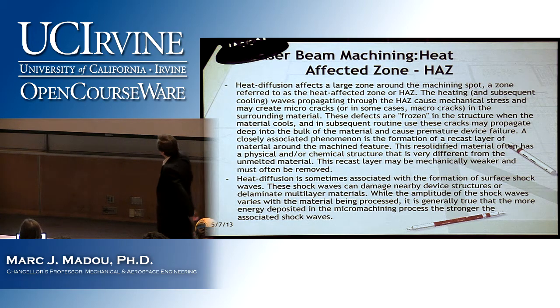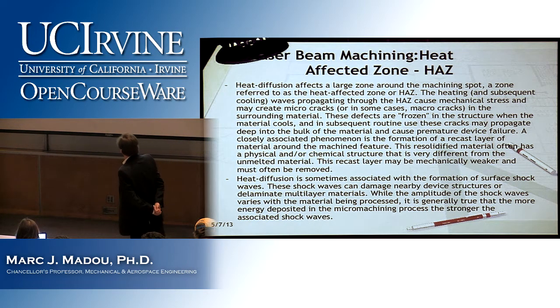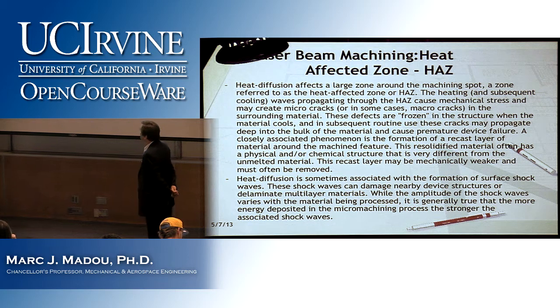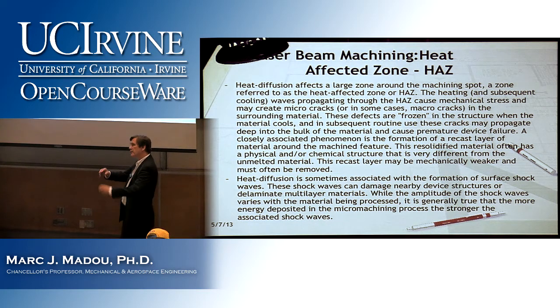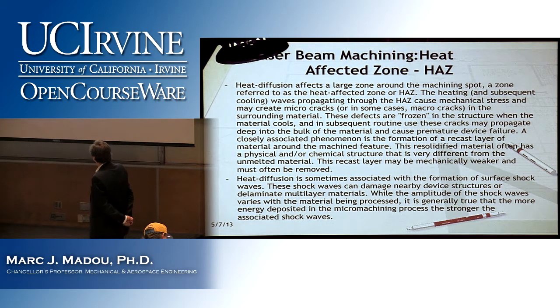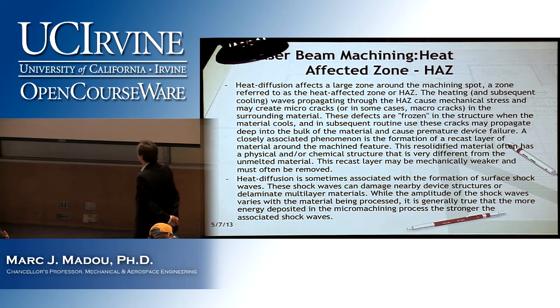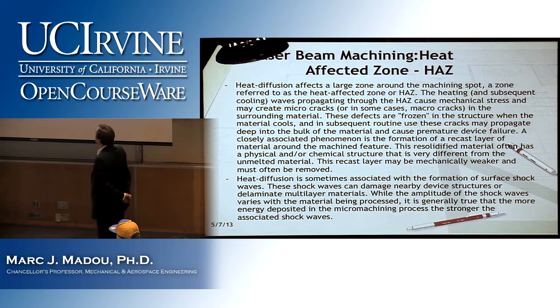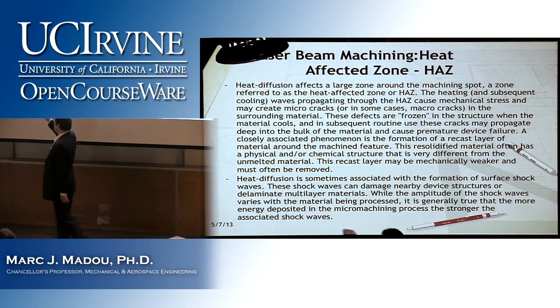Last bullet point: heat diffusion is sometimes associated with the formation of surface shock waves. These shock waves can damage nearby device structures, even delaminate a multi-layer material structure. The amplitude of the shock waves varies with the material being processed, and it's generally true that the more energy deposited in a micromachining process, the stronger the associated shock waves.